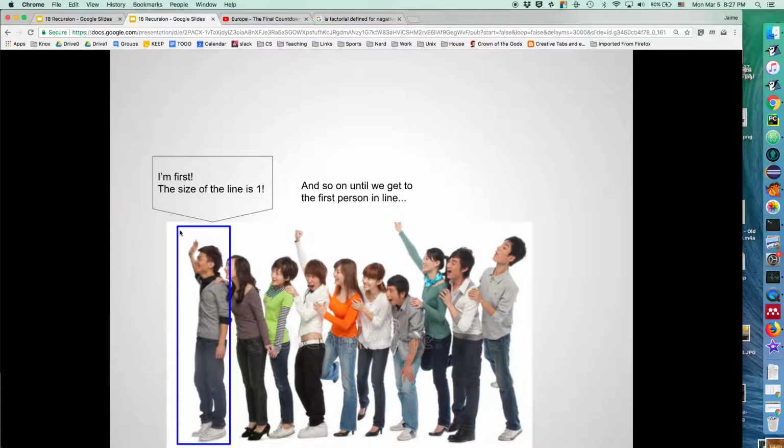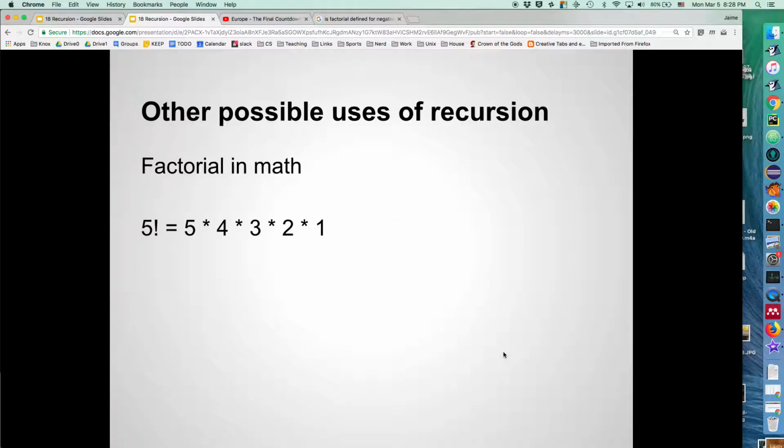Eventually get to the person who's first. Well, the size of the line is 1, which is going to propagate back here. They're going to add 1 together to 1, get 2, to here, and so on, until you eventually get back to the person that initiated this process, and they're going to have the answer. That's recursion. It's beautiful. Other possible uses of recursion, factorial in math.